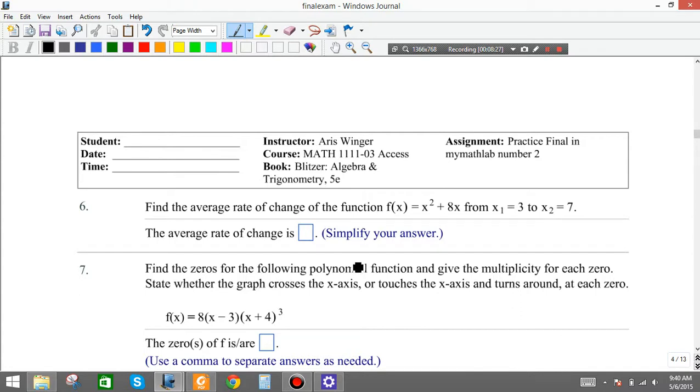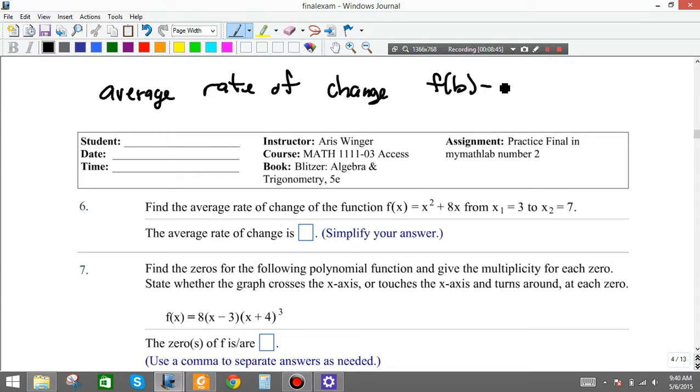Find the average rate of change of the function f of x equals x squared plus 8x from 3 to 7. The average rate of change is f of b minus f of a over b minus a. So we're going to plug in 7, plug in 3, subtract and divide by 4.